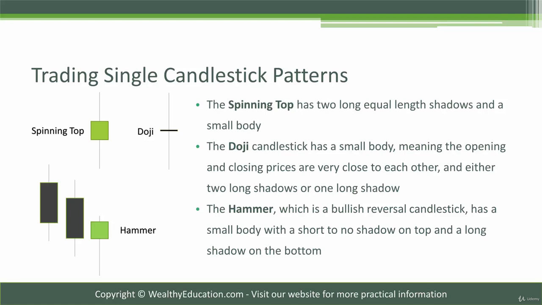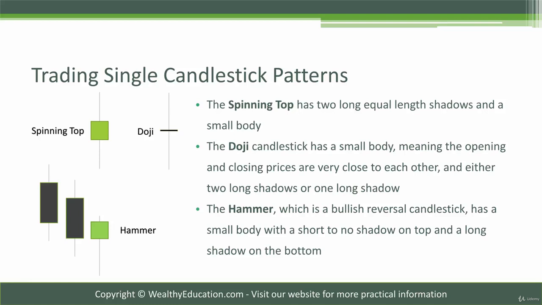And if the candlestick were to appear at the top of a bull trend, the same candlestick would be called a hanging man and would reverse a bull trend. We're talking about the hammer that reverses a bear trend. It has a small body with a short to no shadow on top and a long shadow on the bottom.